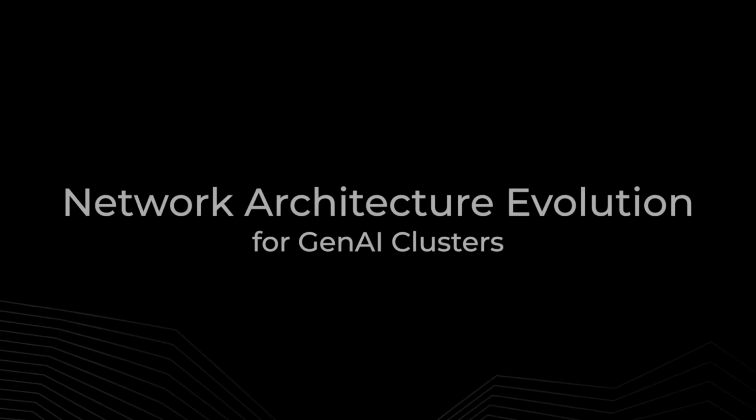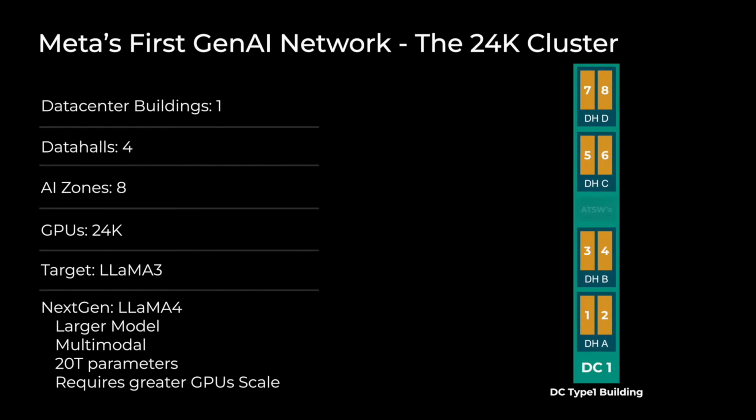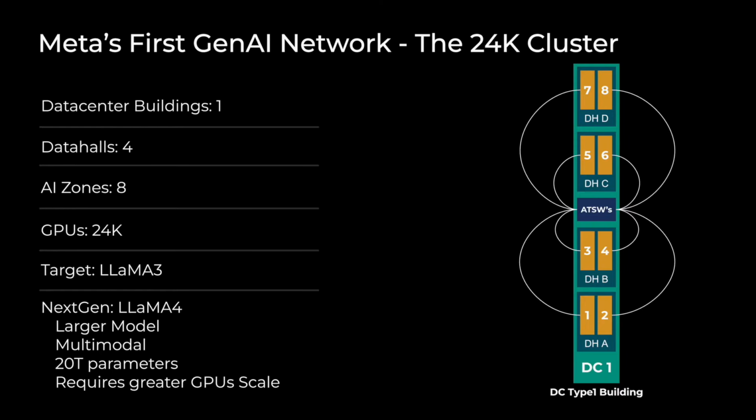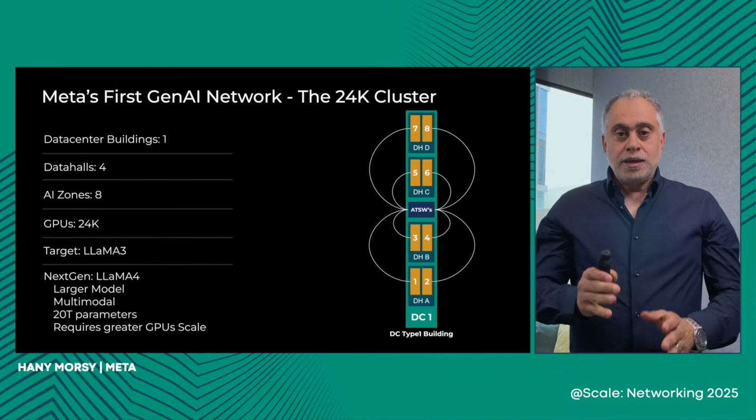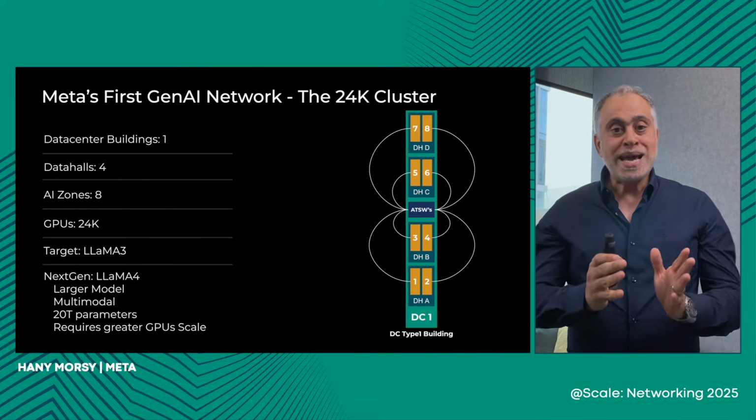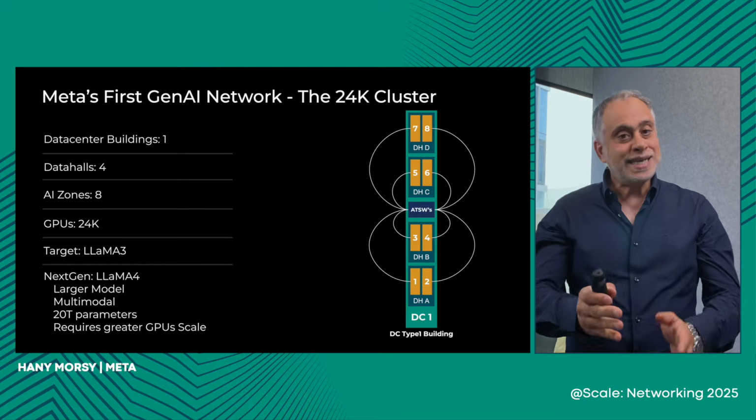Let's dive in. Here is a 24K cluster. Our journey with Gen AI deployments at Meta started with this 24K cluster. This network was built in 2023 specifically for Llama 3 training. As we see in the drawing on the right, the network occupies one single data center building of type 1 with 4 data halls. We removed all non-AI servers from the DC and deployed 2 AI zones per data hall. This cram approach helped us maximize the GPU scale within a single building.